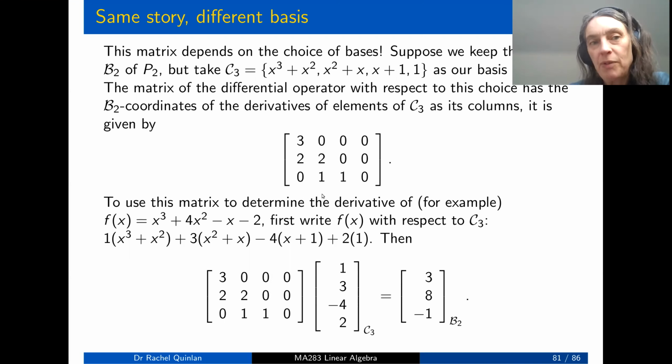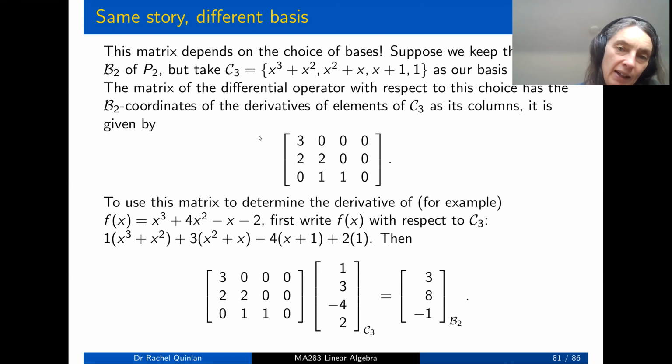For the second column, we should move on to the second element of our basis C3. That's x squared plus x. Its derivative is 2x plus 1. And with respect to the basis B2, the coordinates of 2x plus 1 are 0, 2, 1, that is, 0 times x squared plus 2 times x plus 1. Third basis element is x plus 1. Its derivative is 1. And with respect to B2, the coordinates of 1 are 0 times x squared plus 0 times x plus 1. So it's just 0, 0, 1 again. And finally, the fourth basis element in C3 has derivative 0. So that's a column full of zeros in the fourth position.